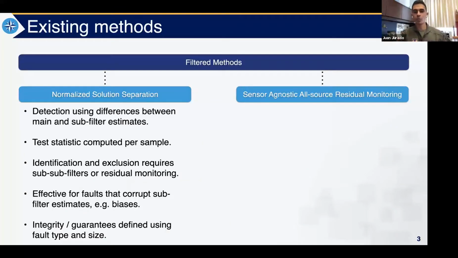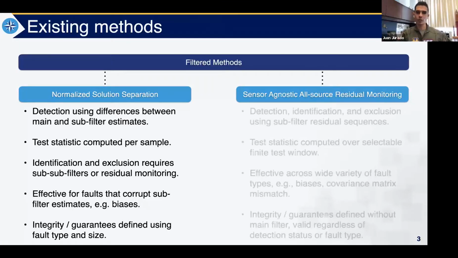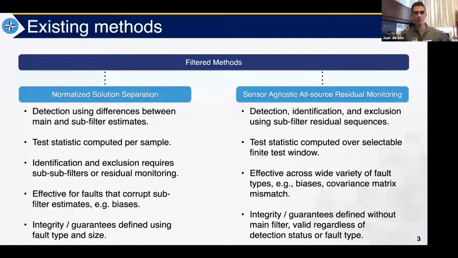Now, on our side is the proposed method. And as I've always done in my research, I try to come up with something catchy that people can remember. So the acronym for this is SARM, sensor agnostic, all source residual monitoring. It is residual monitoring, and so the detection is the chi-square test that we're used to doing with residual monitoring. But I think we have some innovation here in that the identification, the exclusion, and the integrity are all tied to this one single mathematical definition. And we'll get into that in just a bit.